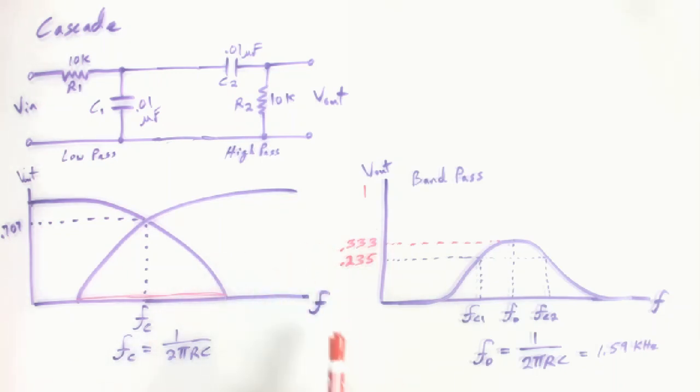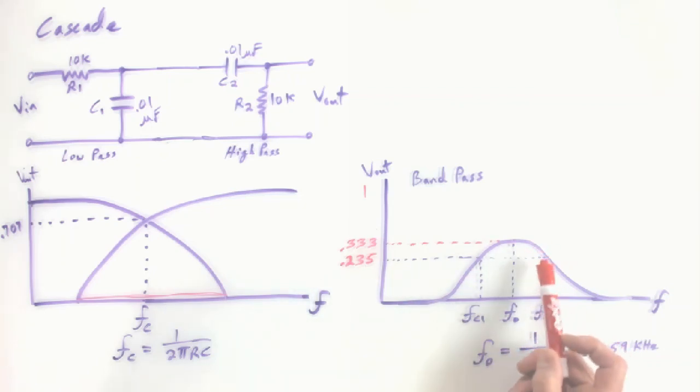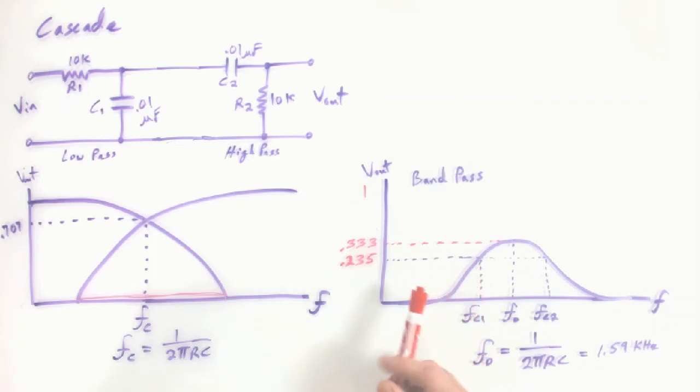And if we go searching for our side frequencies, you would just have to vary the frequency of your input signal, take it lower until the peak voltage of the sine wave drops to 0.235 and stop at that point, and that is your lower cutoff frequency identified. And then spin the frequency back up, go above 1.59 kilohertz, and keep increasing the frequency until your output peak amplitude drops to 0.235, and you'll have identified the upper cutoff frequency.